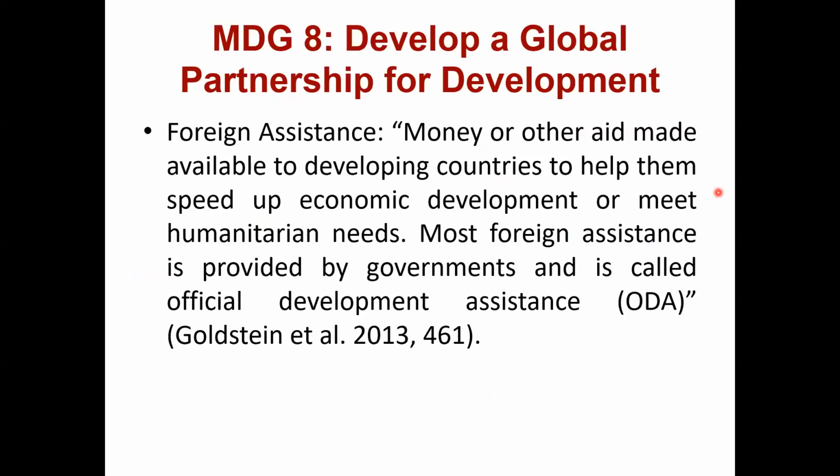And then MDG8, develop a global partnership for development. So foreign assistance is money or other aid made available to developing countries to help them speed up economic development or meet humanitarian needs. Most foreign assistance is provided by governments and is called official development assistance, or ODA. So if we see ODA, it's talking official development assistance. So this is money coming from governments.